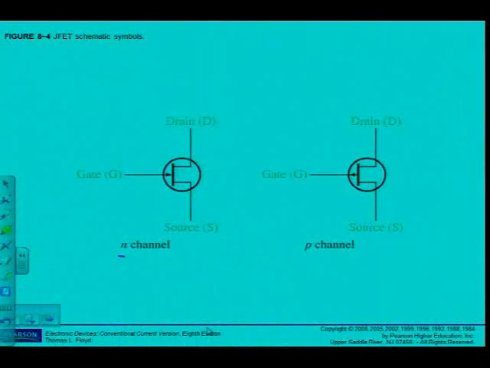Alright, then of course we also have to know the JFET symbols, which is in figure 8.4. There's the symbols for the N channel and the P channel. Please note the difference, and you have to draw this clearly when you draw schematic diagrams using the JFET. For the N channel, the arrow is pointing inwards, and for the P channel, the arrow is pointing outwards.